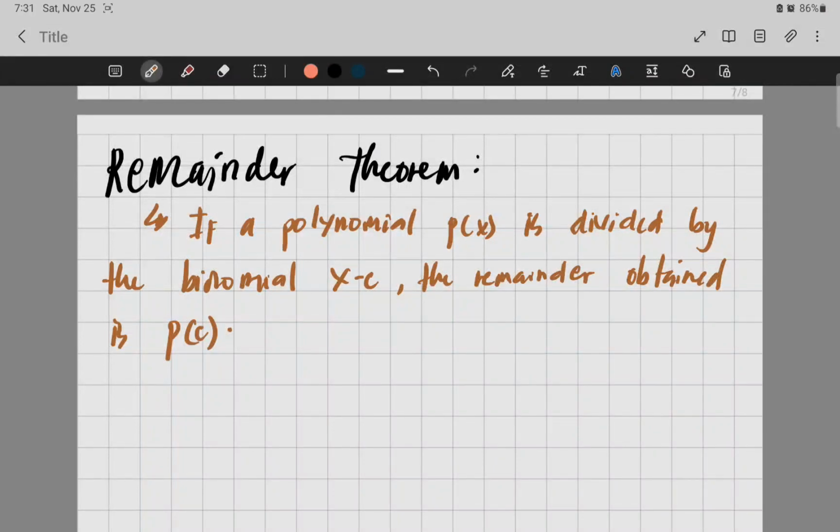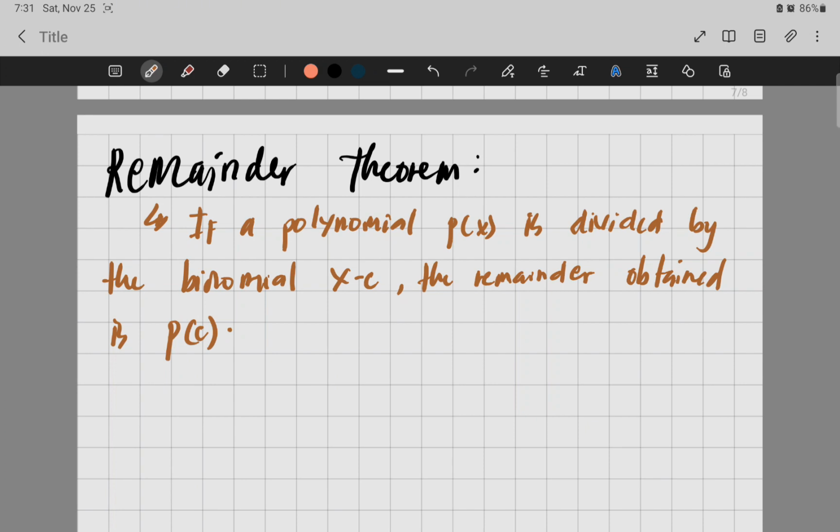So for today, I'm going to discuss with you the remainder theorem. Okay, so the remainder theorem states that if a polynomial p of x is divided by the binomial x minus c, the remainder obtained is p of c.